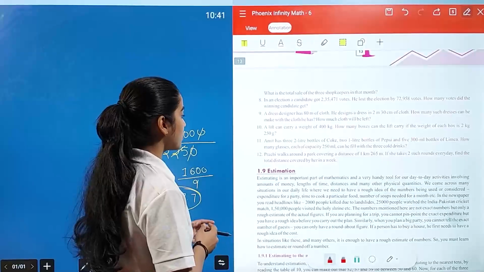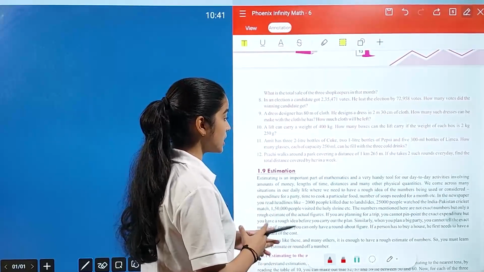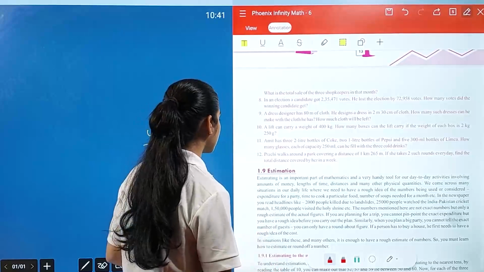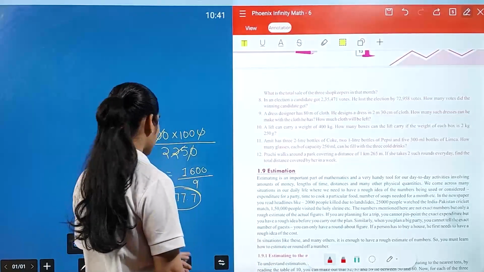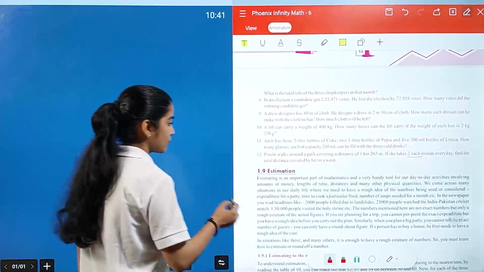Now Prachi walks around a park covering a distance of 1 kilometer 265 meter. If she takes 2 such rounds every day, find the total distance covered by her in a week. If she takes 2 such rounds every day, so first we have to multiply it.